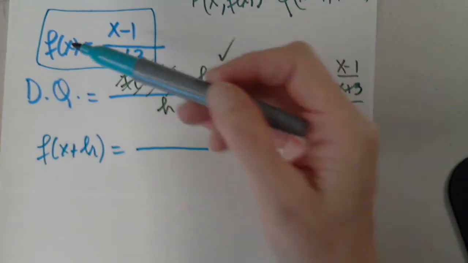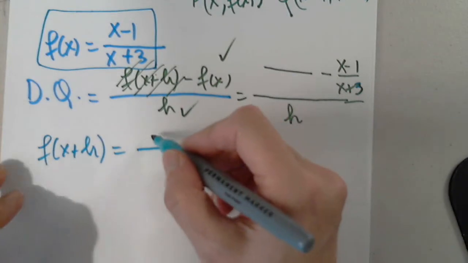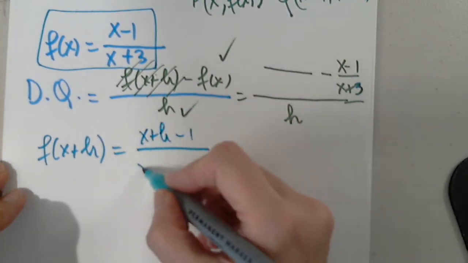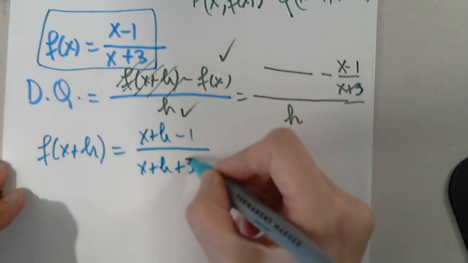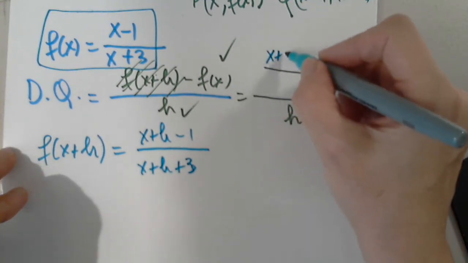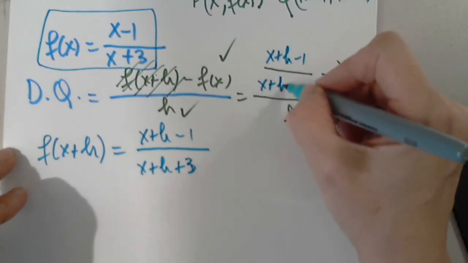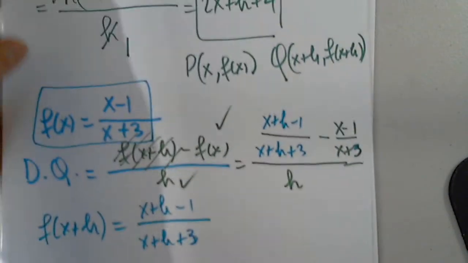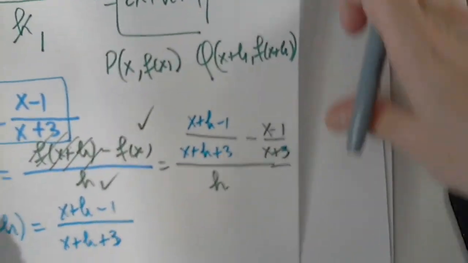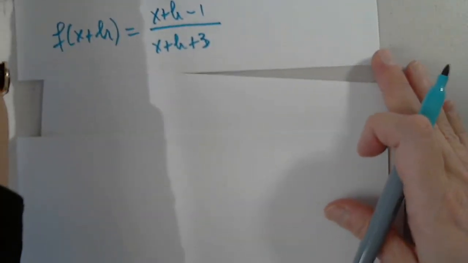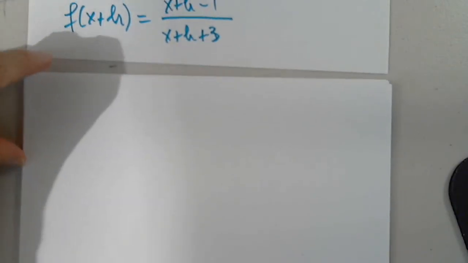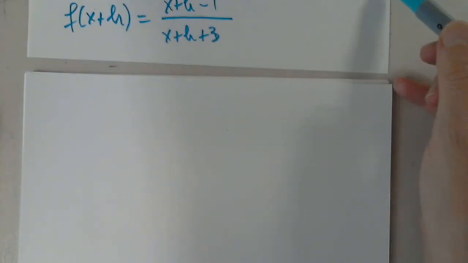How will you evaluate? Sorry. Say it again. x plus h minus 1 over x plus h plus 3. Thank you very much. x plus h minus 1 over x plus h plus 3. Well done. If you have questions, don't let me move on. Okay. Next step is to continue from here.